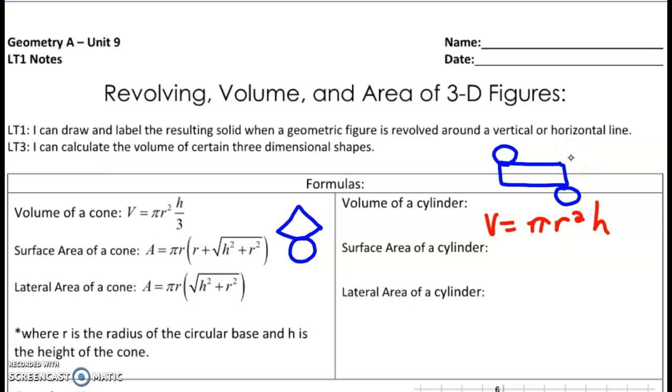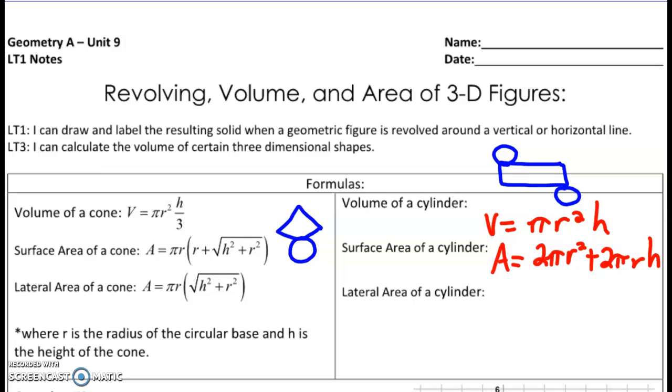Now the surface area of a cylinder would be 2 of the bases, which is pi r squared, plus, in addition to those 2 circular bases, it's this rectangle. And remember the rectangle, if this were to wrap around, the circumference is this long side, so that's 2 pi r, times the height is the other part of the rectangle. So that is the surface area of a cylinder.